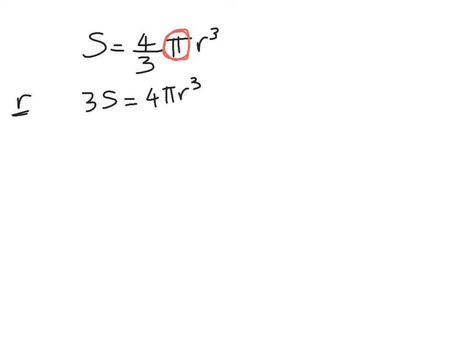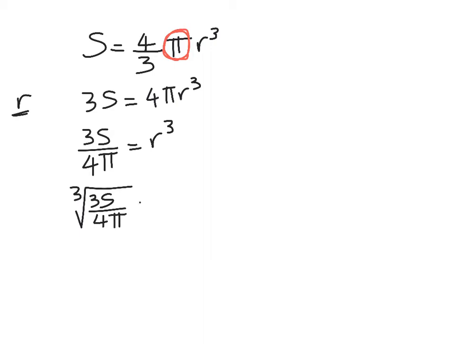Right, again, doing the same thing to both sides of the equation all the time. Now I'm going to divide through by 4 pi. That leaves me with r cubed. So to get r on its own, I need to take the cube root of both sides. So this is going to be my final answer here.